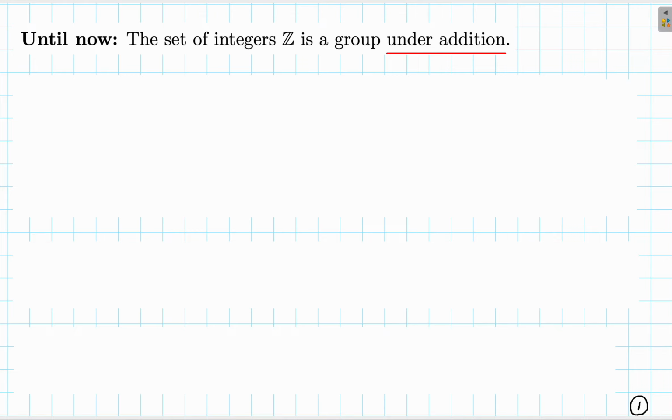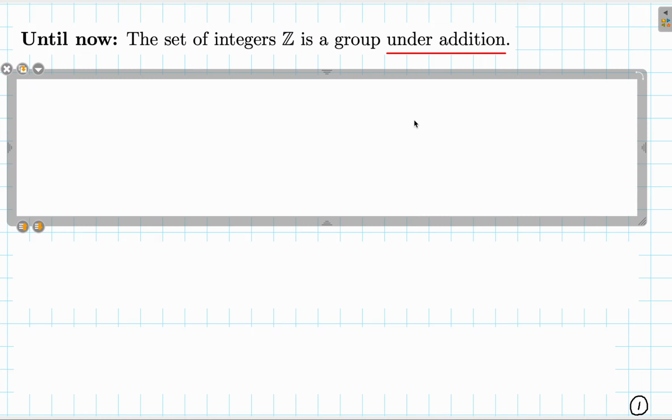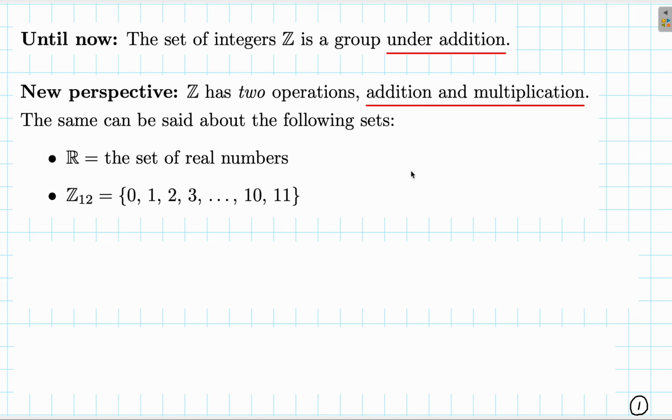Until now, we've worked with groups, and a group consists of a set and one operation. For example, the set of the integers Z is a group under addition, so we would always work with one operation at a time. But we know that Z has two operations, addition and multiplication. Not only can we add integers, we can also multiply integers.